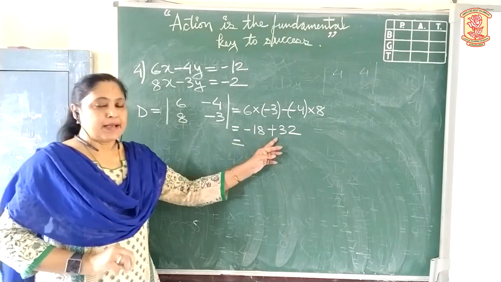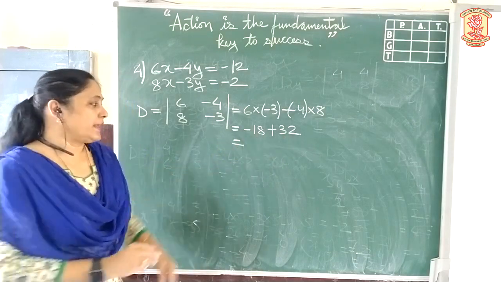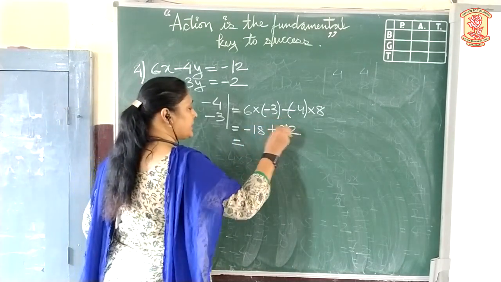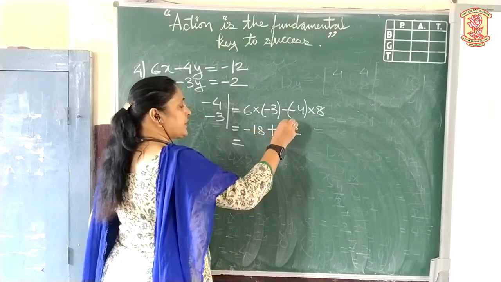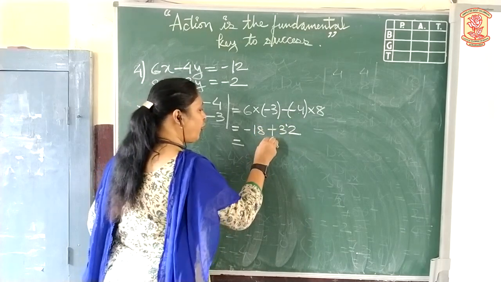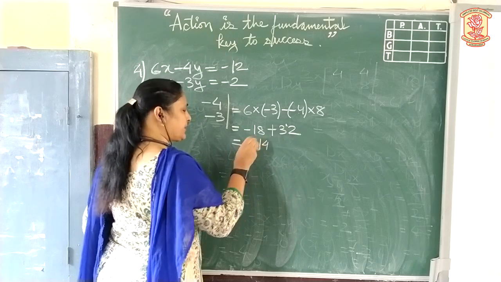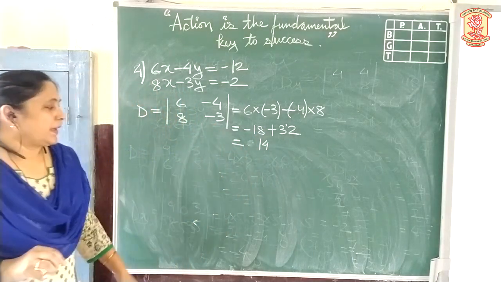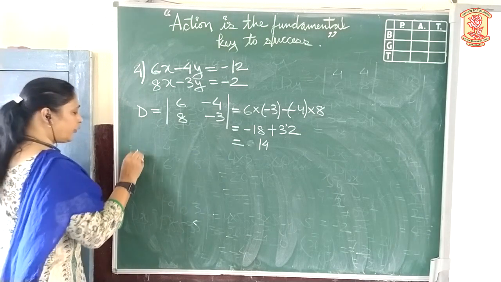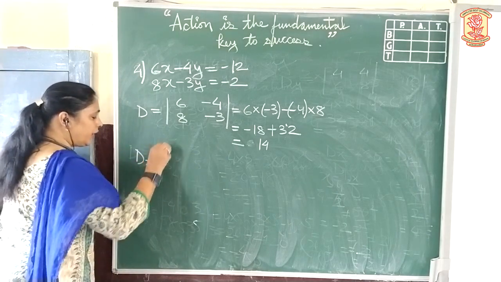Now minus 18 plus 32, that is 32 minus 18, so 12 minus 8 is 4, and here 2 minus 1 is 1. The bigger number's sign is plus. No need of writing the plus sign, it is 14. Now to calculate the determinant for x.